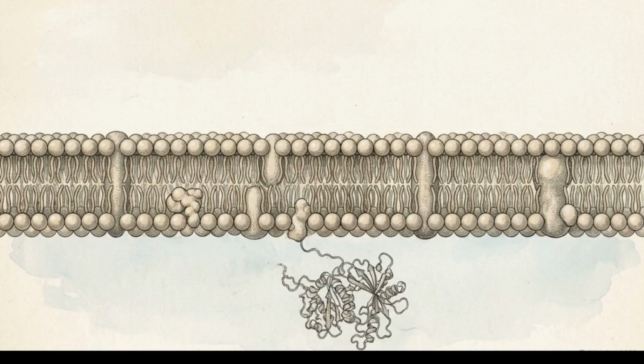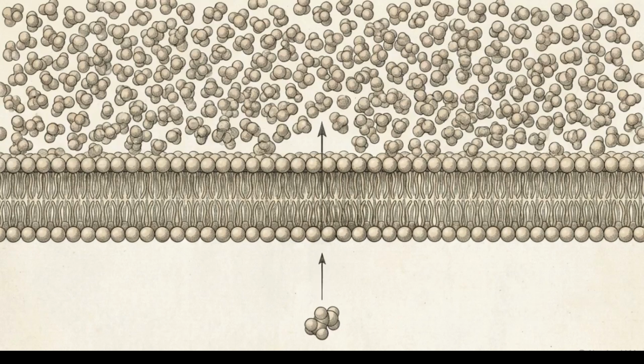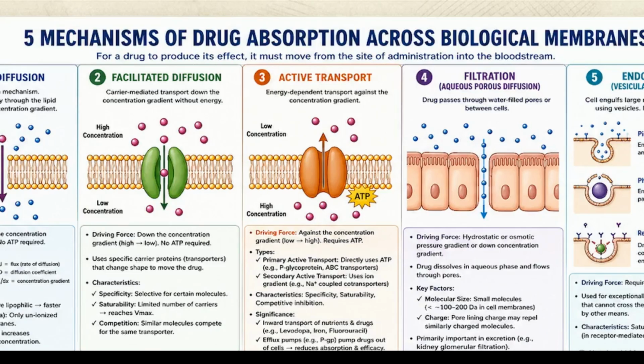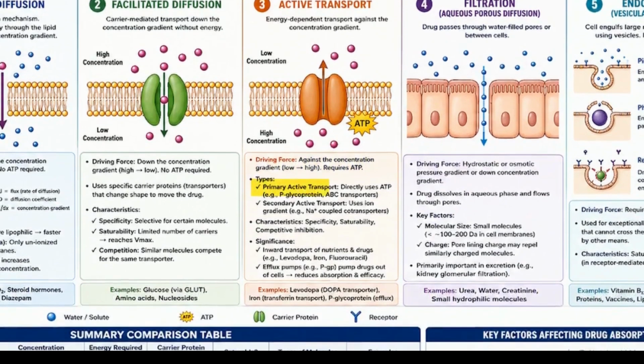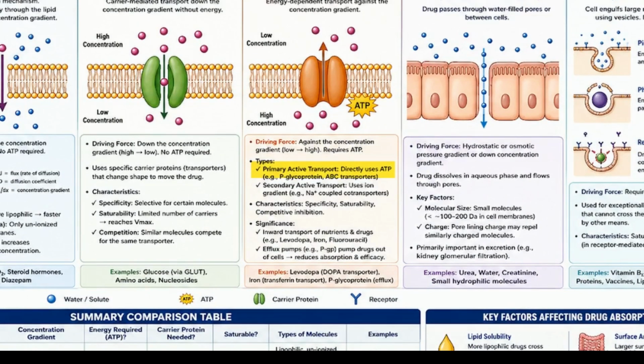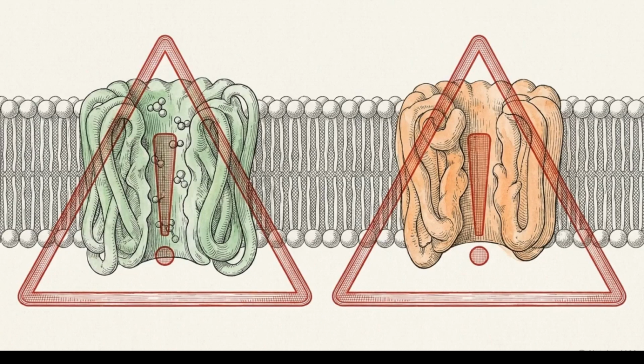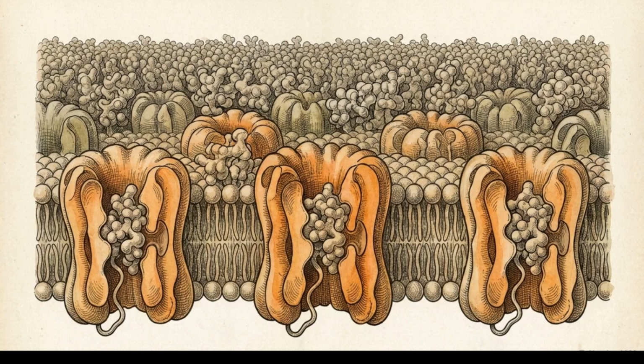This brings us to a second major challenge. How does a biological system absorb essential nutrients or drugs against a steep concentration gradient? The third column demonstrates active transport. Its defining characteristic is a strict dependence on cellular energy to force molecules from an area of low concentration to high. This divides into 2 forms: primary active transport, which directly consumes ATP, and secondary active transport, which harvests energy by riding coupled ion gradients. Because active transport also uses structural carriers, it shares the exact same vulnerabilities as facilitated diffusion. It requires specificity, it can be saturated, and it is subject to competitive inhibition.